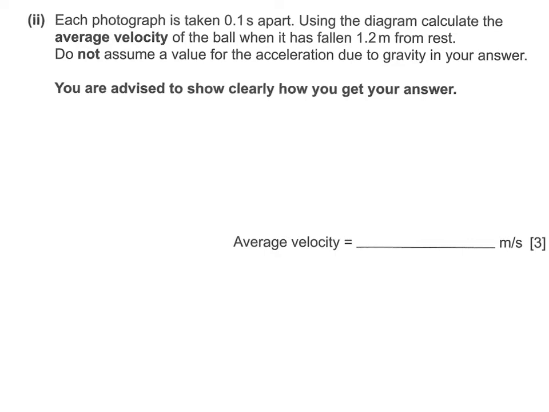Part 2 then. It says each photograph is taken 0.1 of a second apart. Using the diagram, calculate the average velocity of the ball when it has fallen 1.2 meters from rest. Do not assume a value for the acceleration due to gravity in your answer.